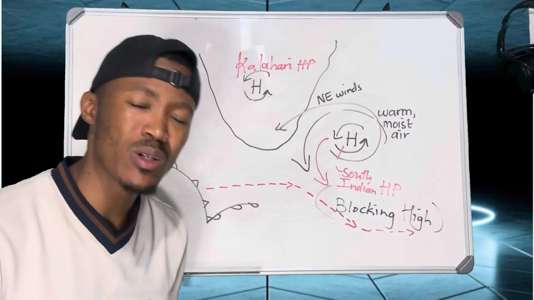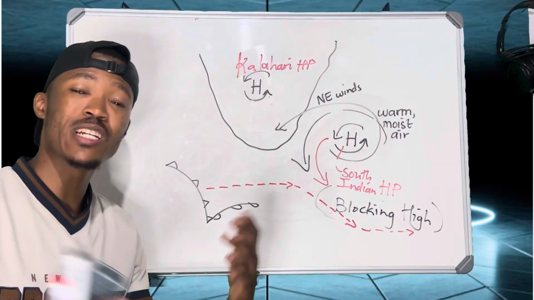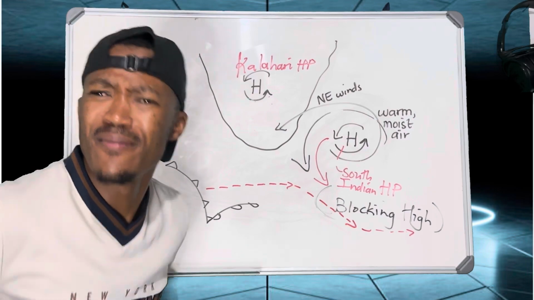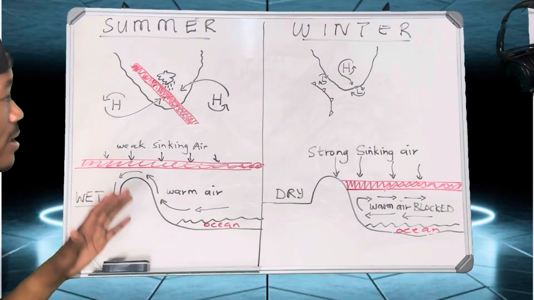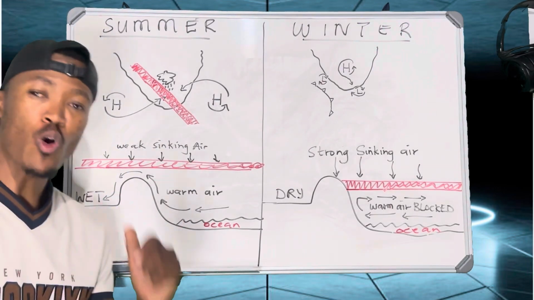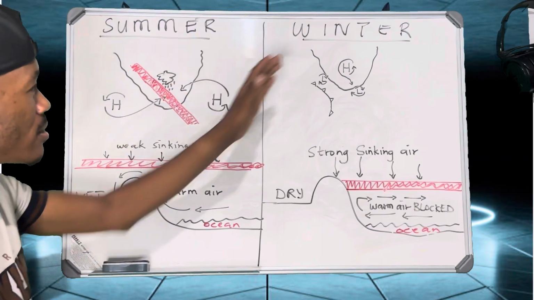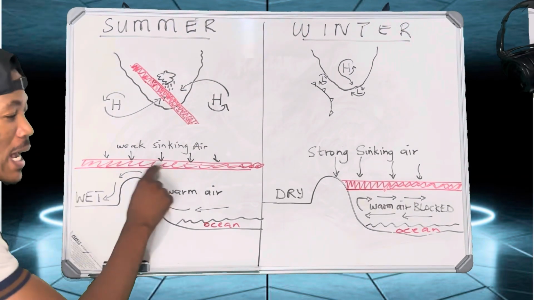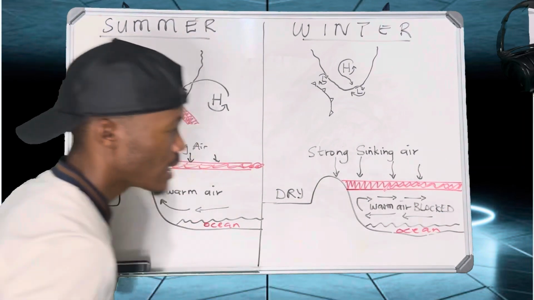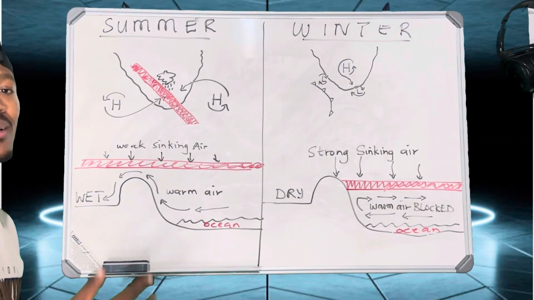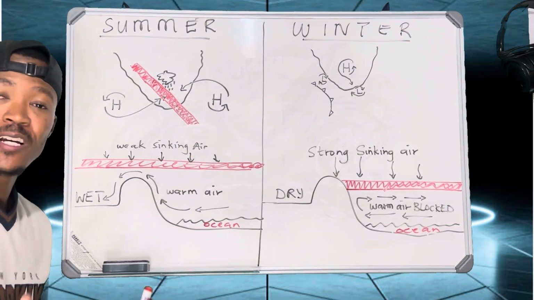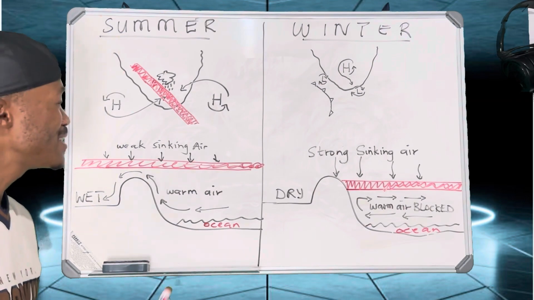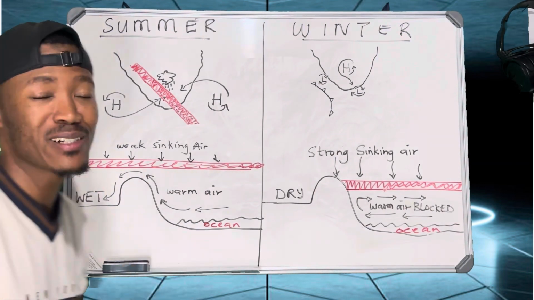Let us look at how the position of the inversion layer is going to change and what an inversion layer is. Let us look at these two diagrams of mine, showing you a summer season and a winter season. These red markings that I have highlighted here will represent the inversion layer. But firstly, let us determine what an inversion layer is.